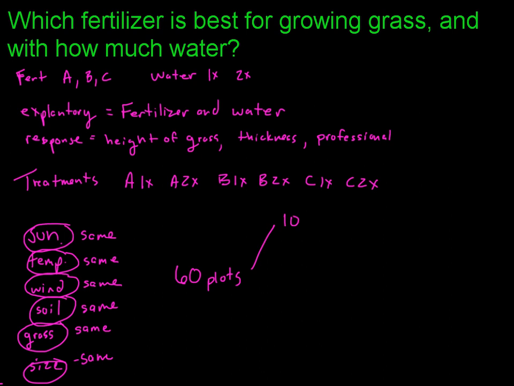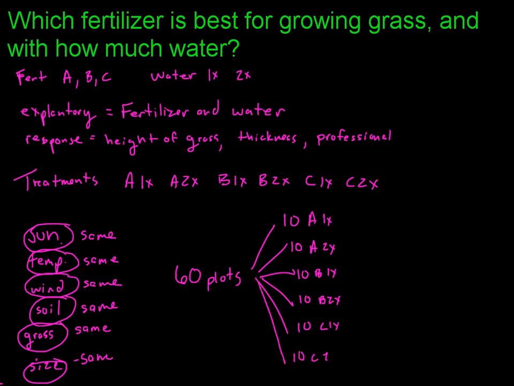So 10 plots are going to get A, watering 1 time a day. 10 plots are going to get A, watering 2 times a day. 10 plots are going to get B 1 time a day. 10 plots will get B 2 times a day. 10 plots will get C 1 time a day. And 10 plots will get C 2 times a day.